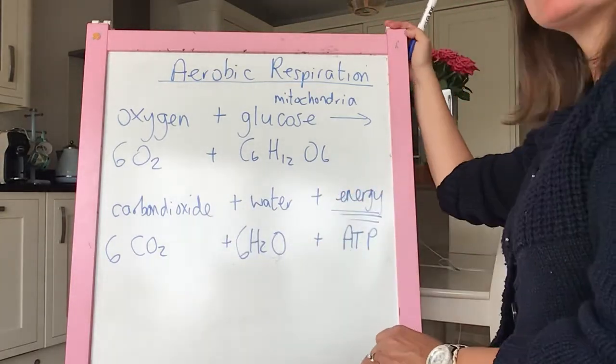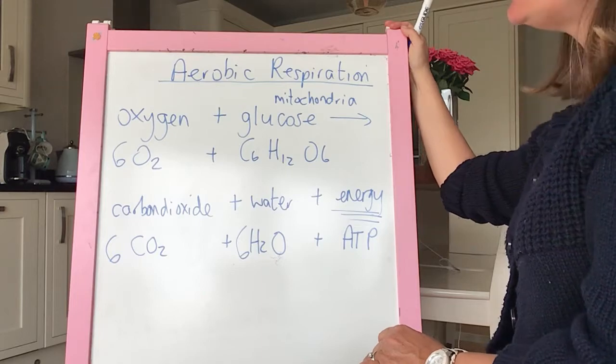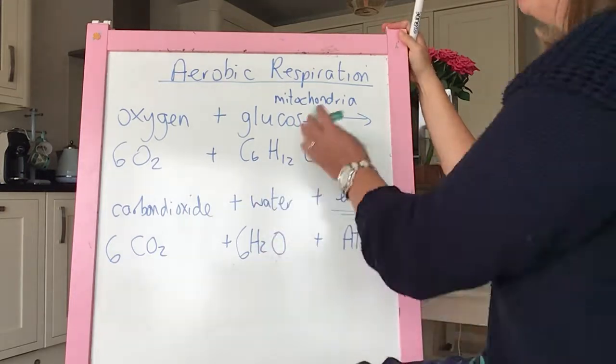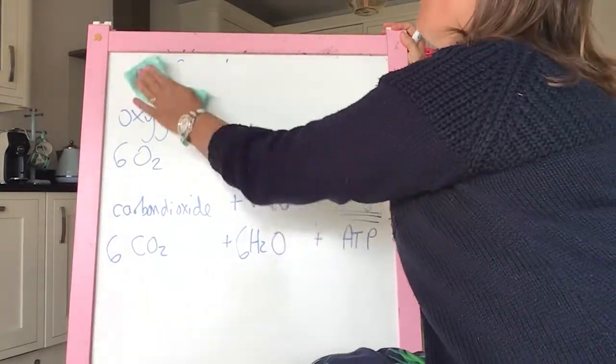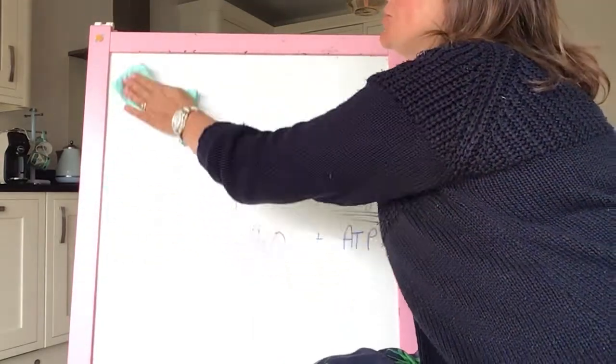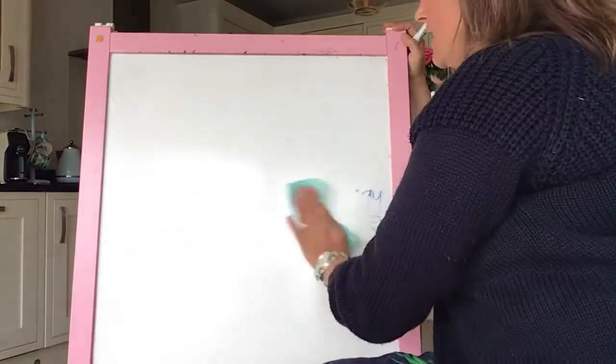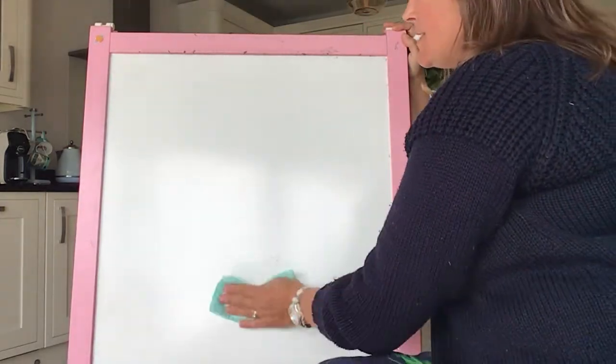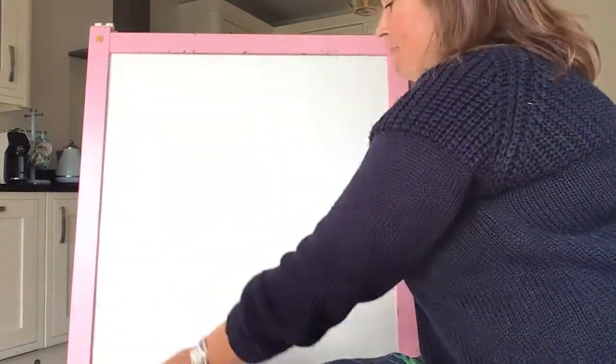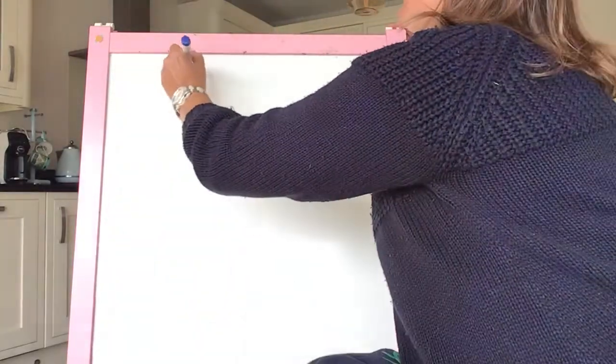Right, the next thing I want us to recall from GCSE is anaerobic respiration. Now, hopefully you remember that there are actually 2 different types. The type that happens in animals and bacteria, and the type that happens in plants and fungi. So, anaerobic respiration.